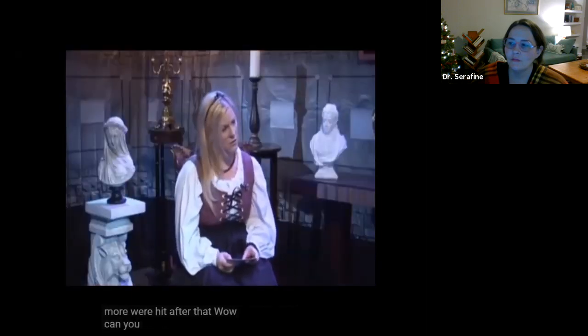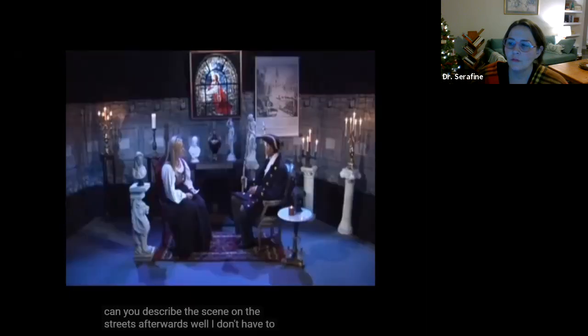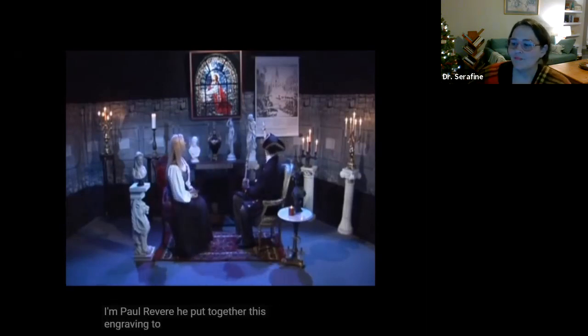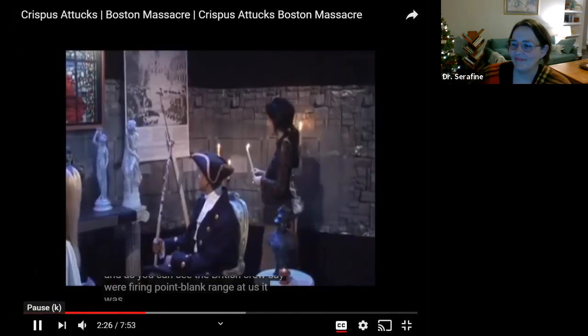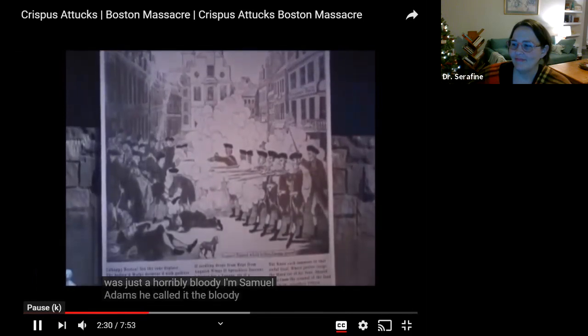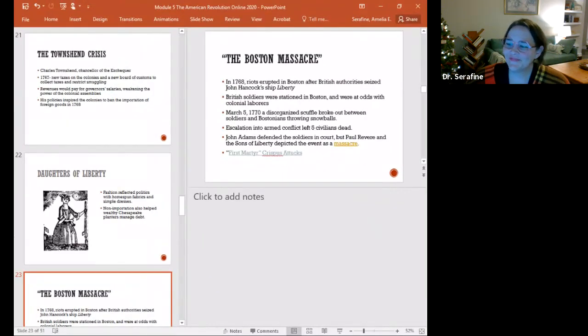Wow. Can you describe the scene on the streets afterwards? Well, I don't have to. Paul Revere, he put together this engraving to show exactly what happened. And as you can see, the British troops, they were firing point-blank range at us. And it was just horribly bloody. Samuel Adams, he called it the bloody butchery. Wow. All right. Let's get back to our PowerPoint.